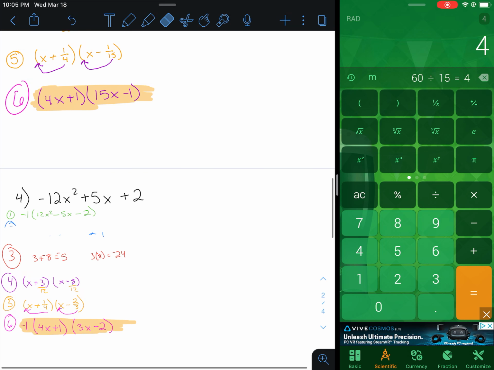All right, so this one kind of got erased here, so I'll fix that. And this is a 2, so it would be 12 times negative 2, which is negative 24. There we go.